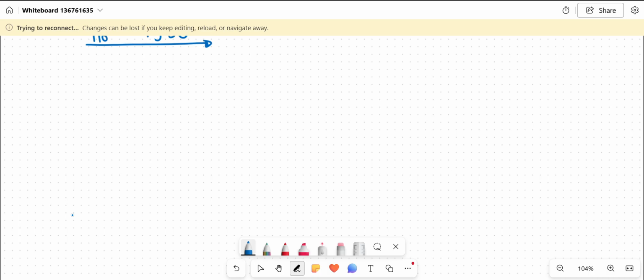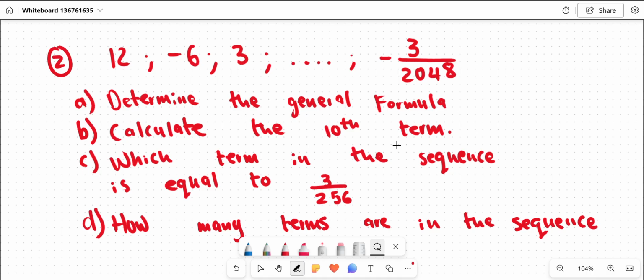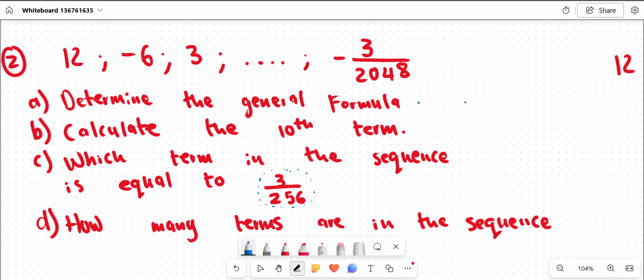Let's look at another example. So the next question reads, you're given this geometric pattern, or this pattern here, they don't really specify. And then the first question wants you to find the general formula. Then the next question wants you to find the 10th term. Question C wants you to find which term is equal to this fraction there. And the last question wants you to find how many terms are in the pattern. So let's take a stab at this.